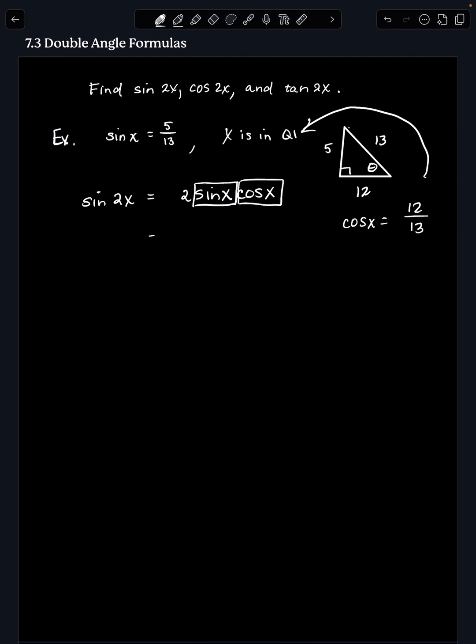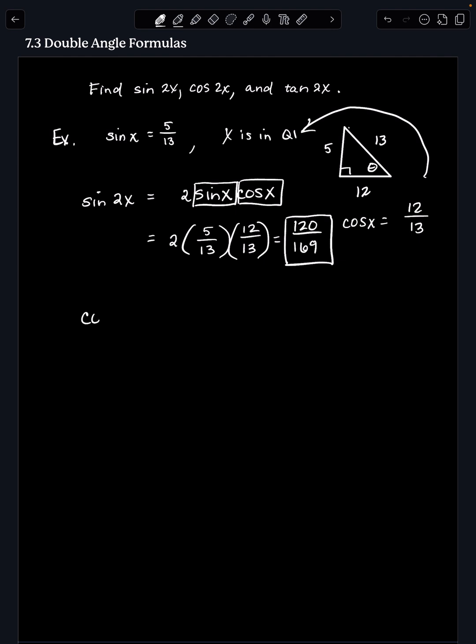So plugging this in, I've got 2 times the sine of x, which they told me was 5 over 13, times the cosine of x, which I found, and that's 12 over 13. And when I multiply straight across, numerator times numerator times numerator, I get 2 times 5 times 12, which is 120, and then 13 times 13, which is 169. So the double angle formula for sine tells me that my sine of 2x is 120 over 169.